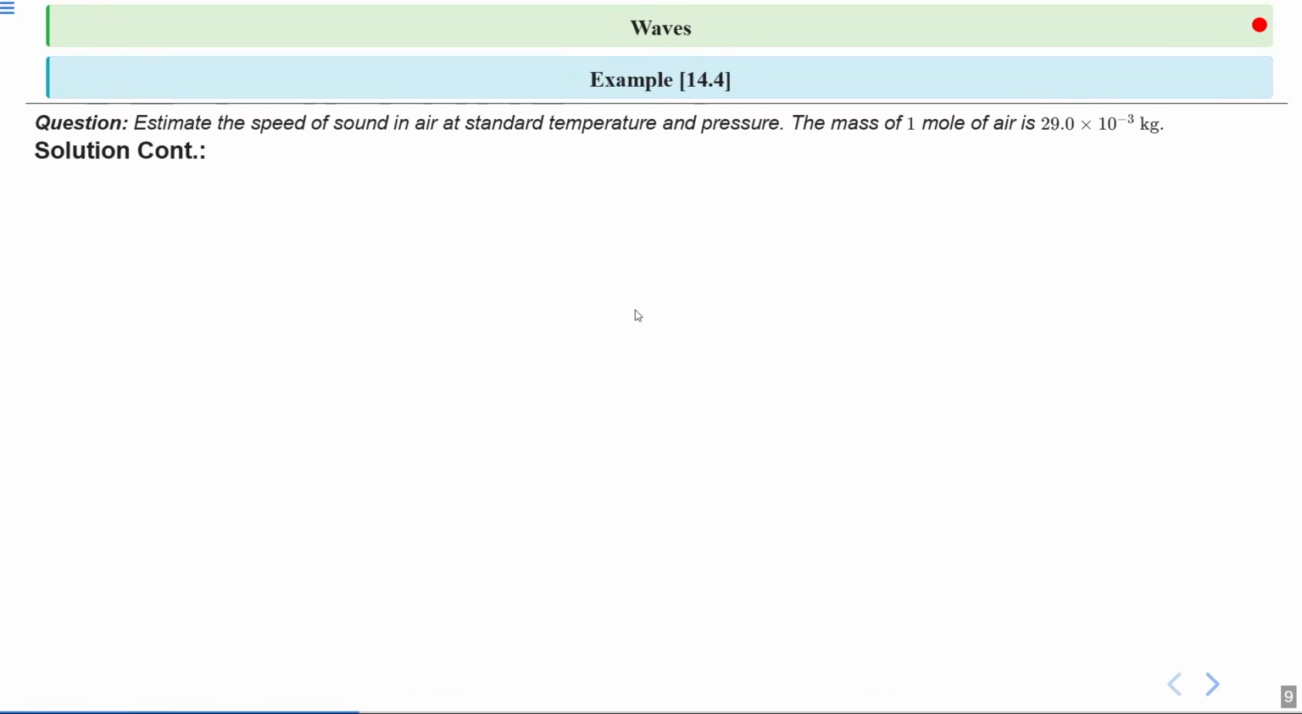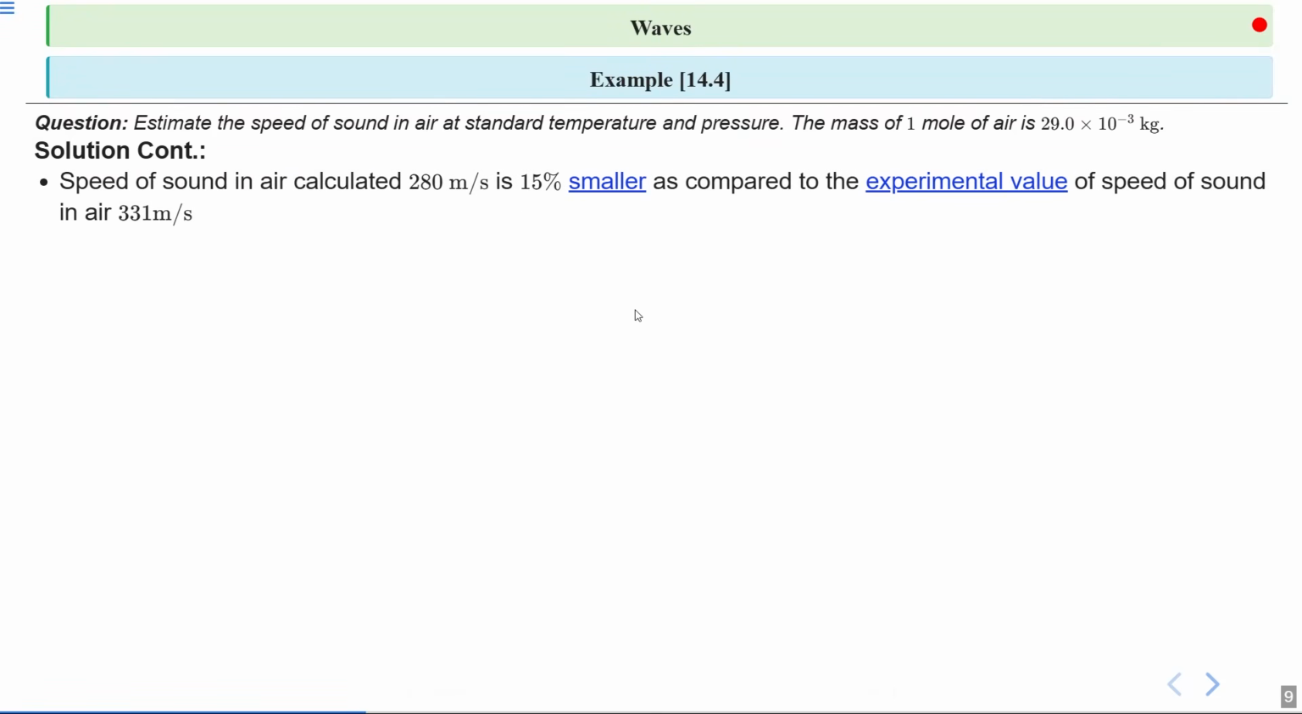Now we see that our calculated speed of sound in air is about 280 meter per second, which is 15% smaller than the actual experimental value of 331 meter per second. This difference tells us that our initial calculation is missing something important. So let's think about why our theoretical value does not match the real world measurement.